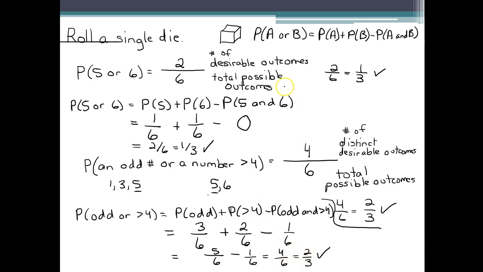Okay, so sometimes the "and" part comes out 0 when these two things cannot occur simultaneously. Other times the "and" part does come out with some fraction, some probability, because those two can occur simultaneously. And you have to figure out the probability of that happening. And when that happens, you're subtracting out where you had counted that joint outcome double. So you have to subtract it one time out to make it correct.